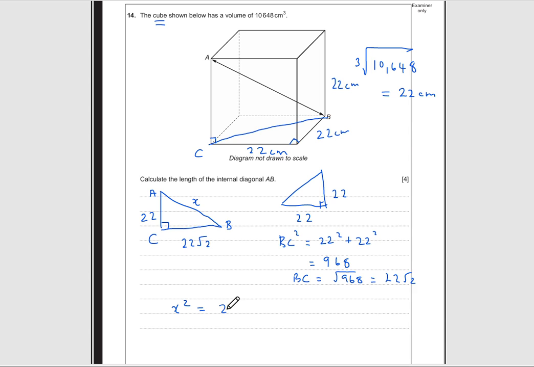x squared is going to be equal to 22 squared less 22 root 2 squared, which is going to be equal to 1,452. So square root it. Obviously x is going to be positive, isn't it? It's a length, so we only need to take the positive square root this time. So 1,452 square root is going to be 38.1, and it's length, isn't it? So it's going to be centimetres to 1 decimal place.